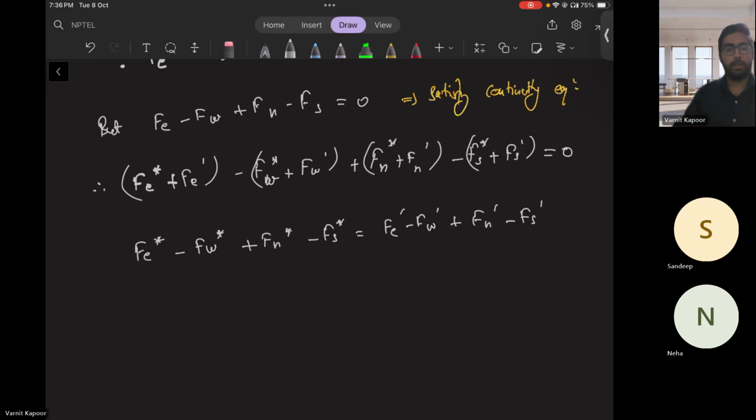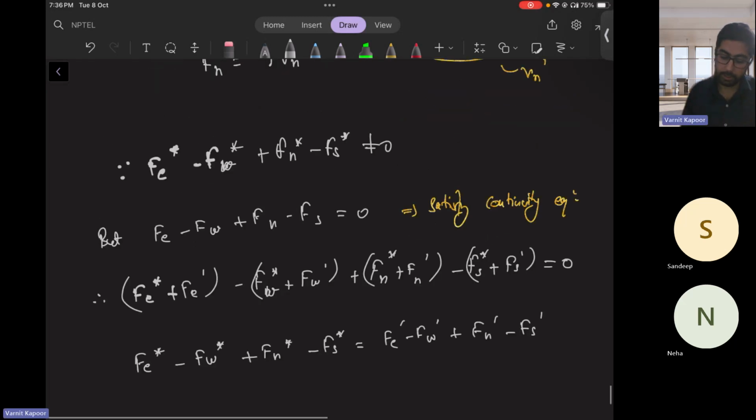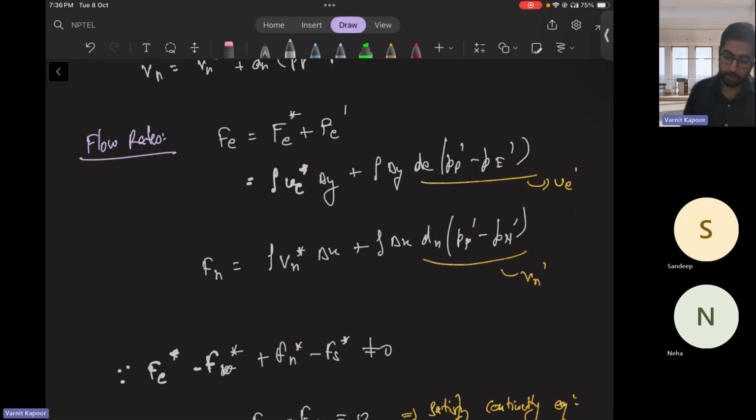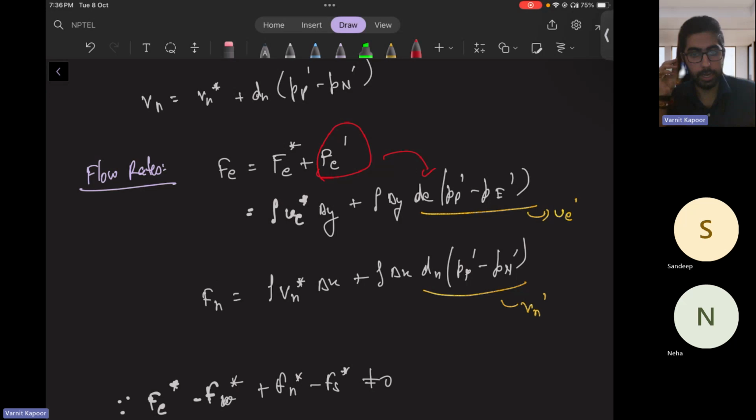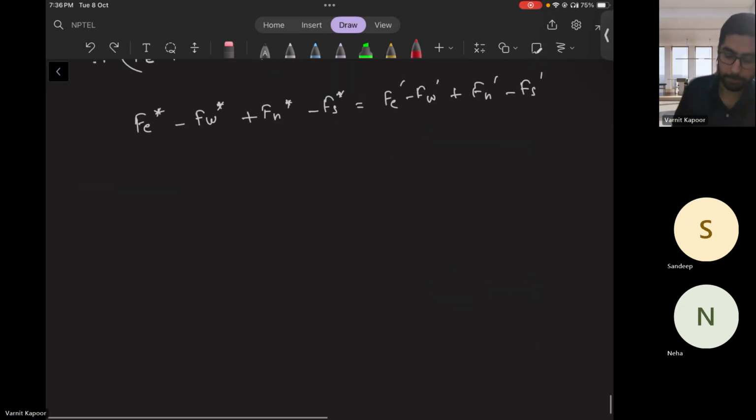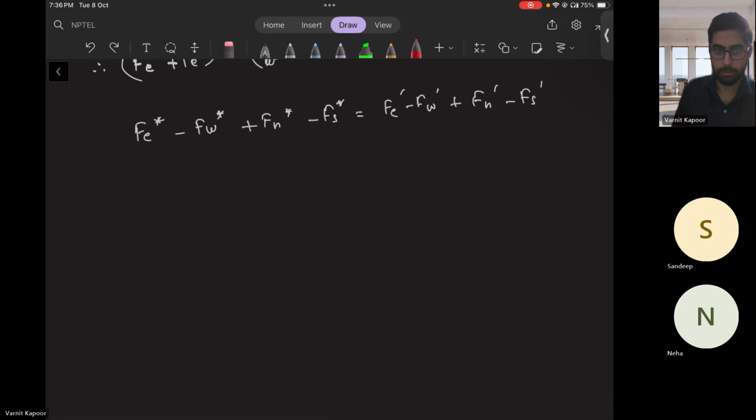Correct? But Fe dash, you know what is Fe dash? We just calculated. This is your Fe dash, rho dE del y. Similarly, Fw dash, all the values you know. Now substitute back in this here. So what will you get? Substitute in this equation. Try to substitute and tell me.